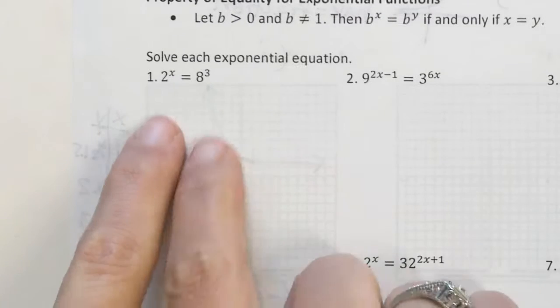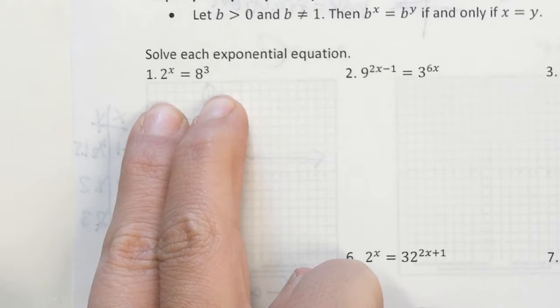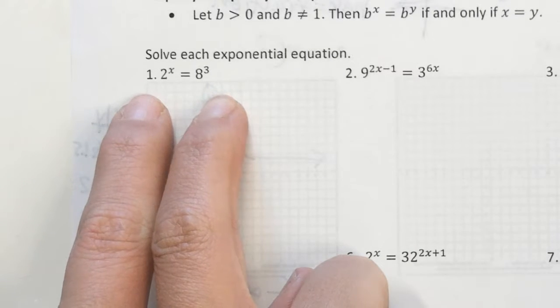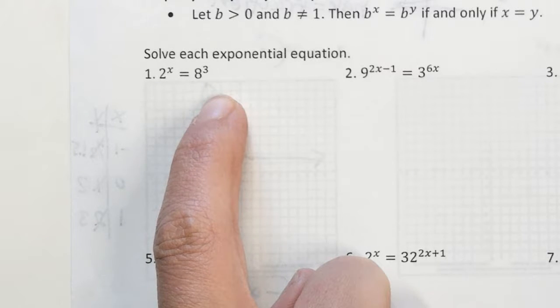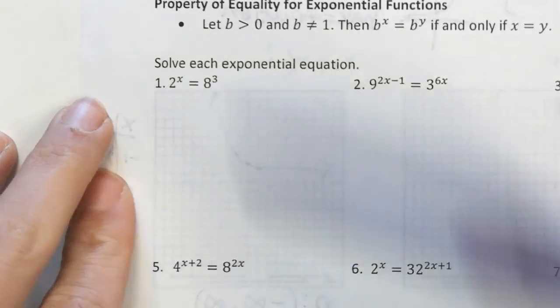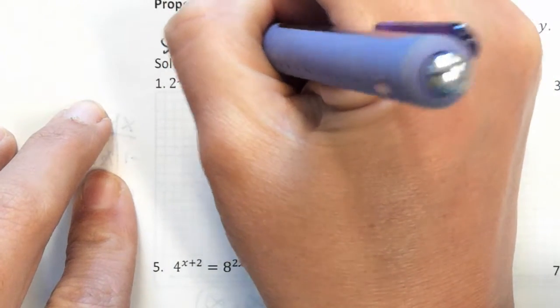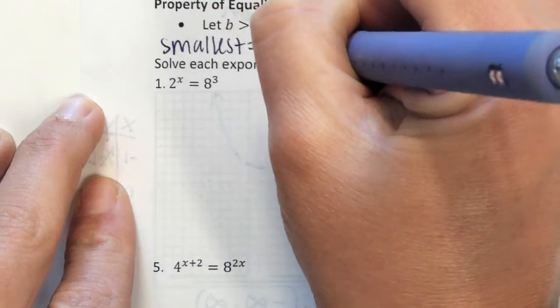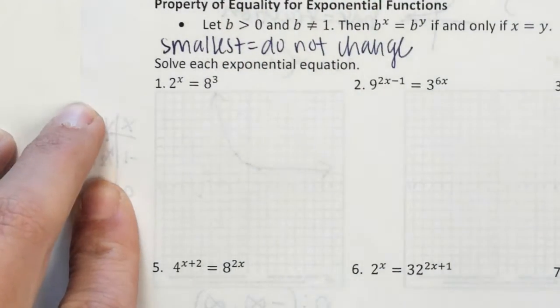What are our bases right here? The only way we can cancel them is if they are the same thing. So they either both have to be 2, both have to be 8, or maybe a different number. Which one's the smallest one? 2. Good. So the smallest is the one we do not want to change. We want to keep the smallest one the same if possible. Sometimes it's not.